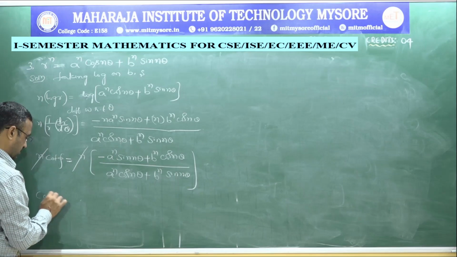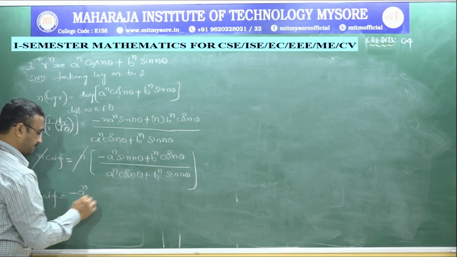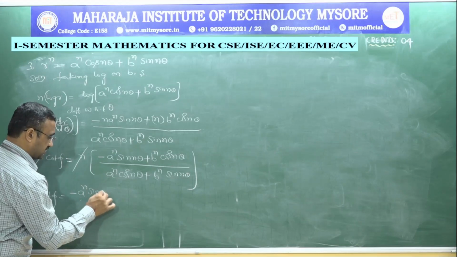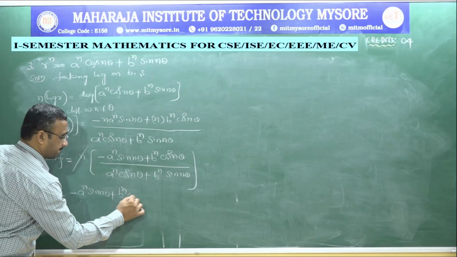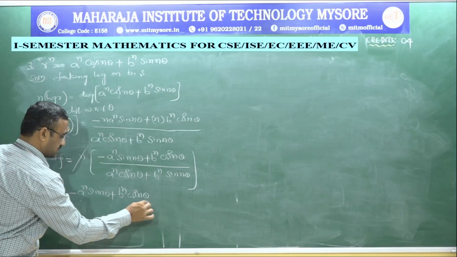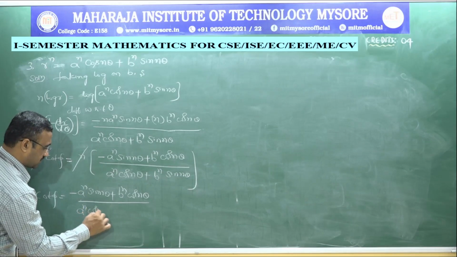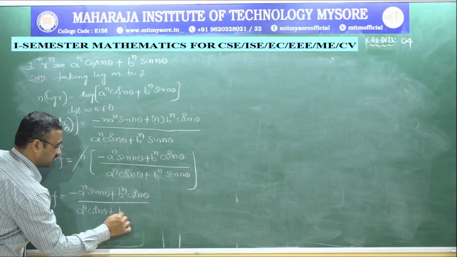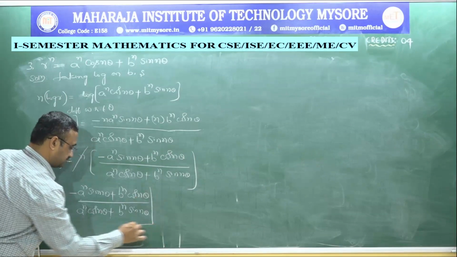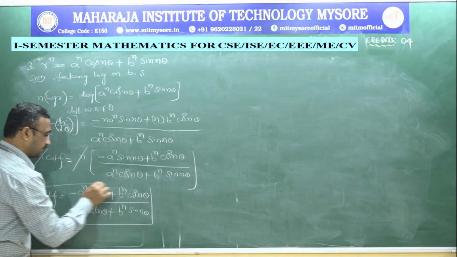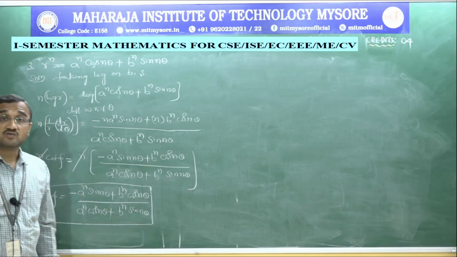Finally, you get the value of cot phi is minus a power n sin n theta plus b power n cos n theta, then all divided by a power n cos n theta plus b power n sin n theta. See here, in this problem, we cannot extract the phi value directly.